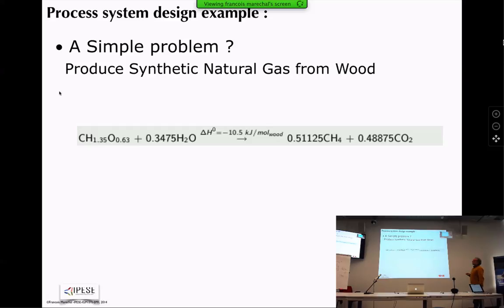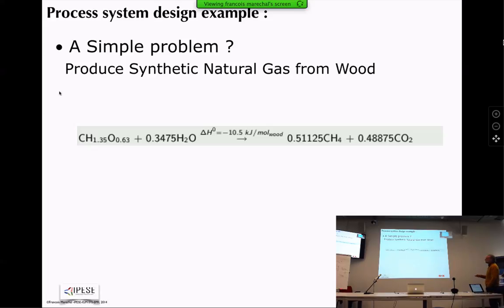And given the questions to which we are going to answer for the process system design, I'm going to use a simple example. So, a simple example is using wood. So, wood is a carbohydrate. So, it's one atom of carbon, 1.3 of hydrogen and 0.6 of oxygen. So this is H2O. So it's water. This is associated with carbon. And this is a typical composition of wood.